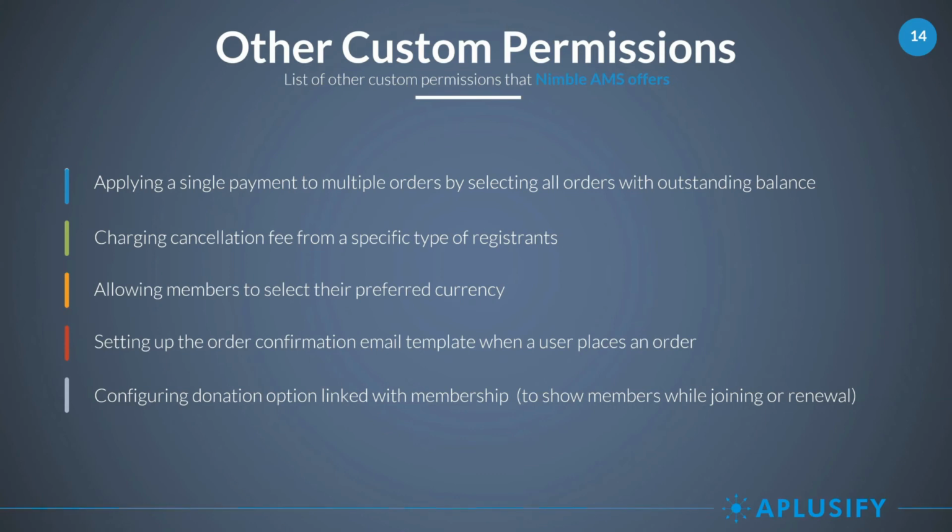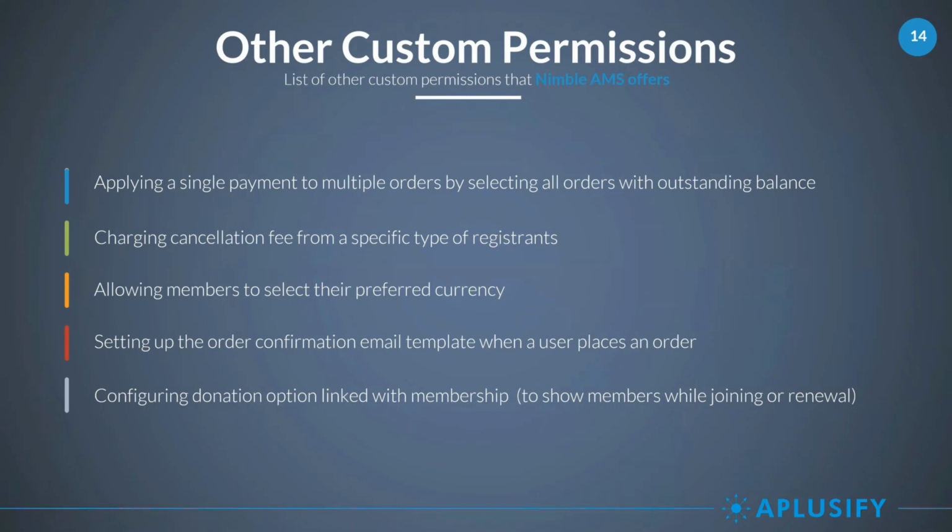Then fourth is setting up the order confirmation email template when a user places an order. Like we did for the confirmation email permission set, where an admin can change the confirmation email, it's very similar to that. So you can set up the email template whenever the user places an order, and you can set up your own email template for that.